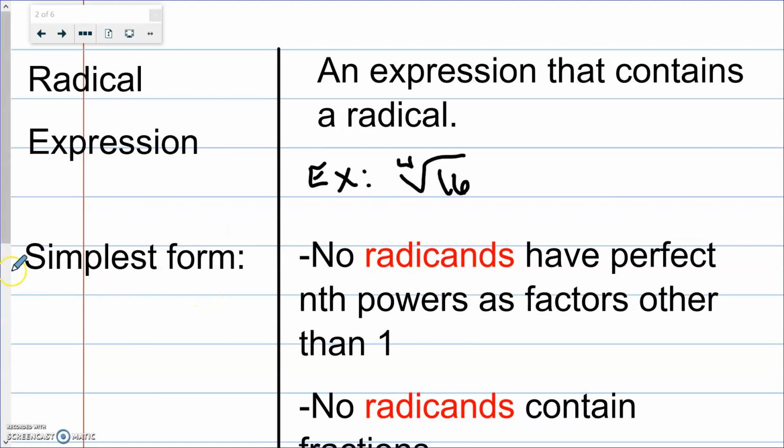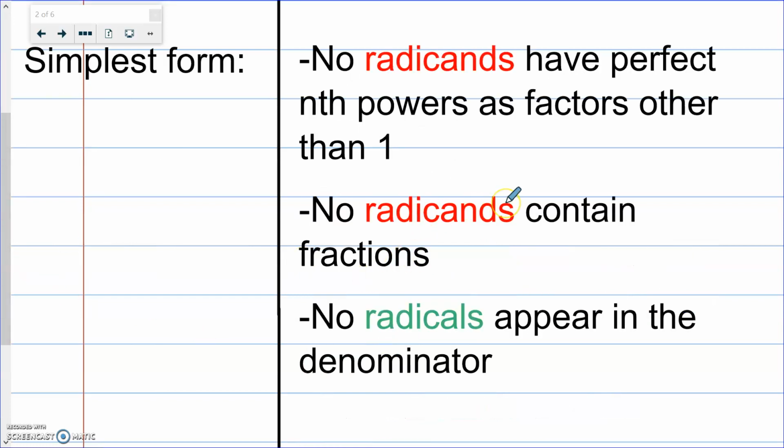There are 3 things that have to happen. There can be no radicands that have perfect n powers as factors other than 1. We'll look at an example of what that means in a moment. There can be no radicands that contain fractions. That means nothing underneath a radical can be a fraction. And no radicals appear in the denominator of a fraction. All 3 of these things must happen when I ask you for the simplest form.